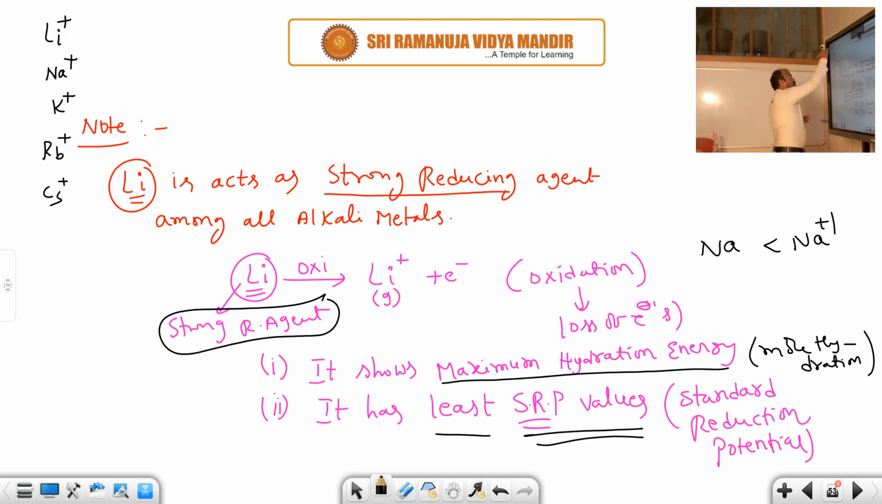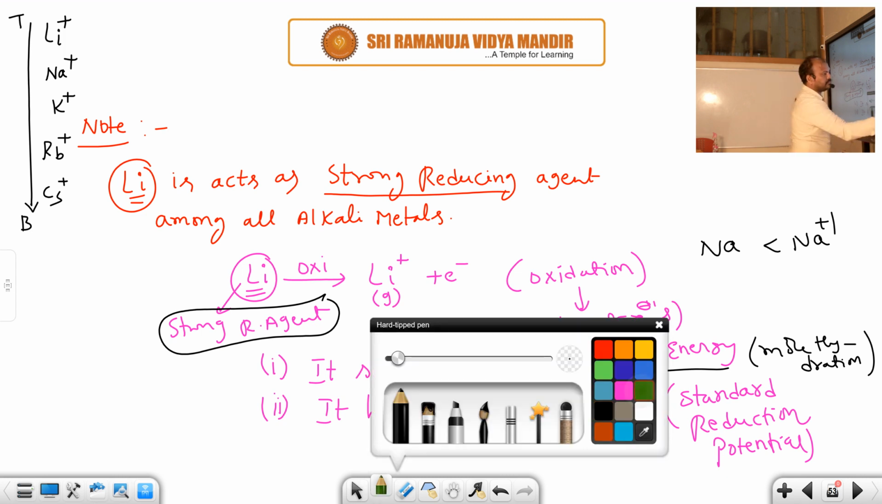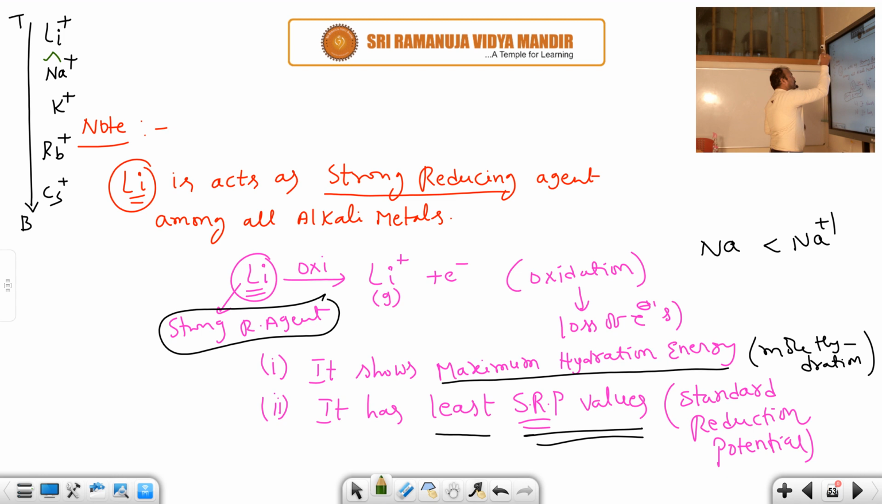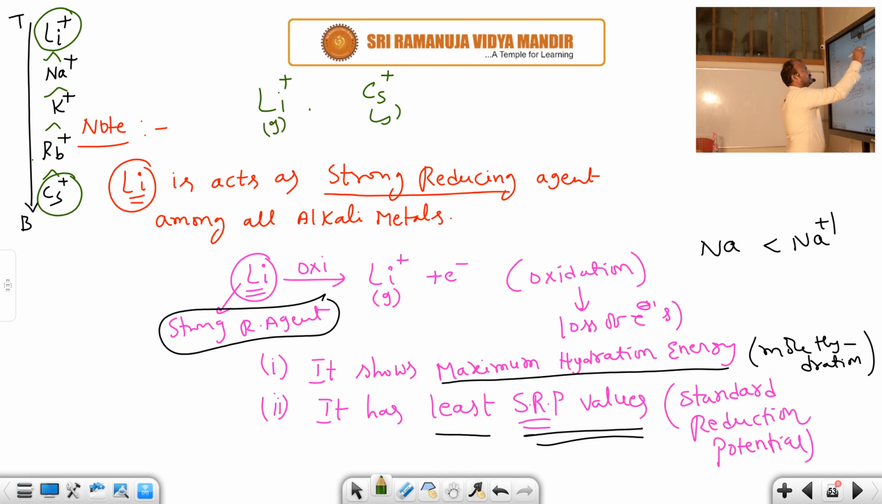So from top to bottom along the group, what will happen, students? Size increases. Am I correct or not? Compared with lithium plus, sodium plus is larger. Compared with sodium plus, potassium plus is larger. Compared with potassium plus, rubidium plus is larger. Obviously, compared with rubidium plus, cesium plus is larger. So here lithium plus as well as cesium plus. These are gaseous ions. You know that.